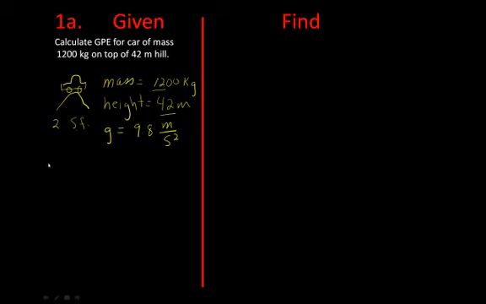So we're given these, plus we also happen to know an equation. We know that gravitational potential energy is equal to mgh. And we also know that the units are joules, which equal kilograms meters squared per second squared, our final units that we'll need to end up with. So what is it we want to find? We want to find gravitational potential energy. We've got the equation, GPE equals mgh.